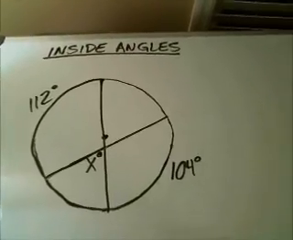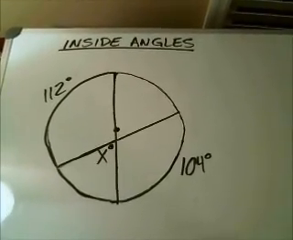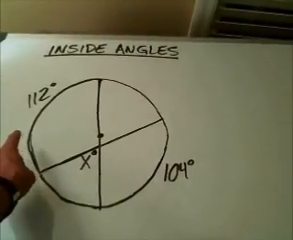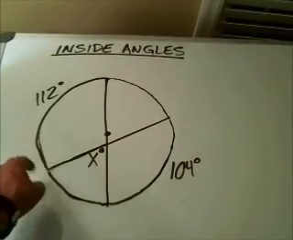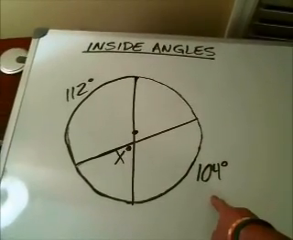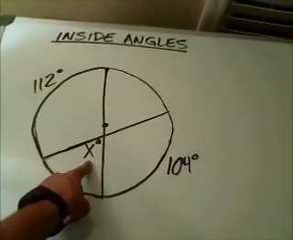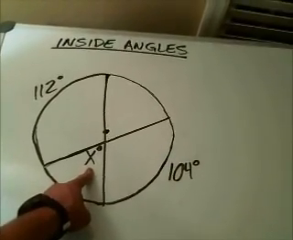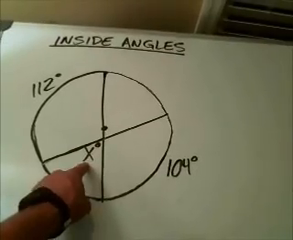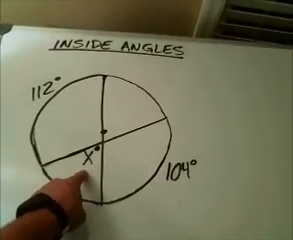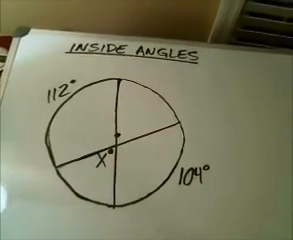All right, here's my curveball, so I hope you're ready. I'm giving you that this top left arc is equal to 112 degrees, and this bottom right arc is equal to 104 degrees. But I want this angle, X. Now there's a problem here. That's an inside angle.